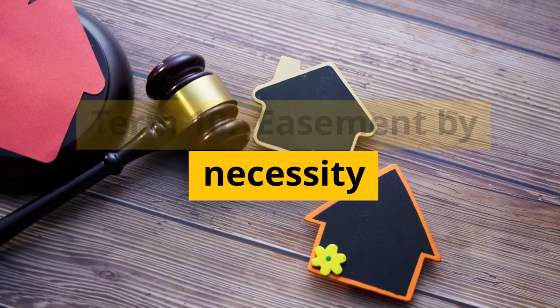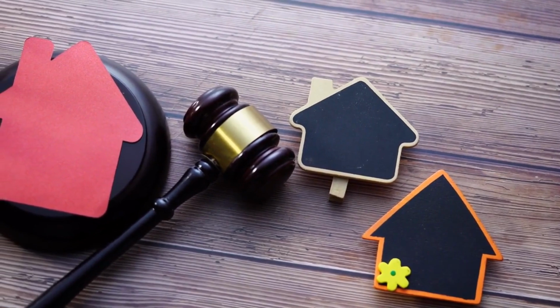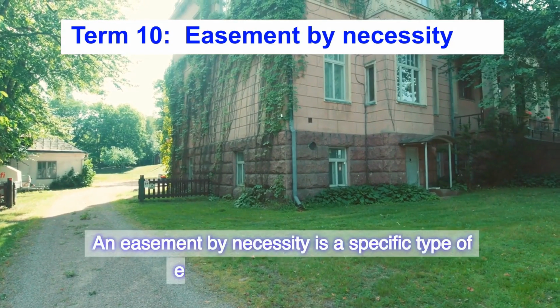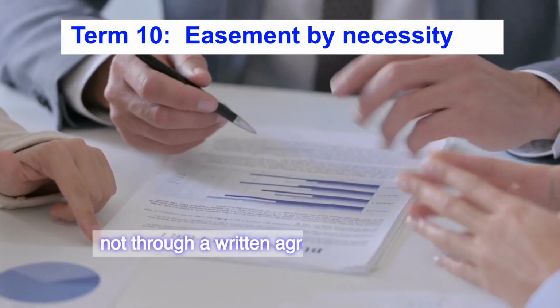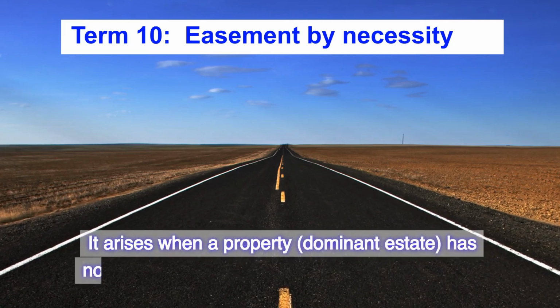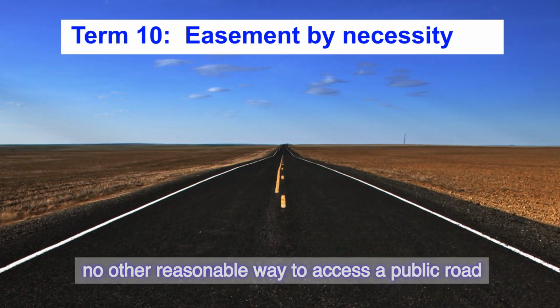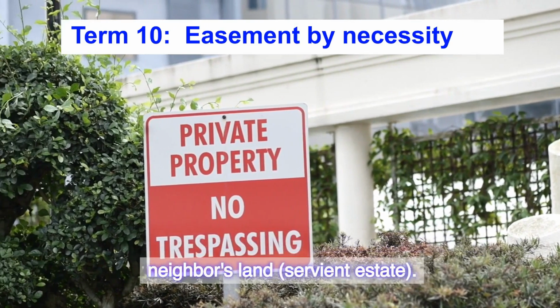Term 10. Easement by necessity. An easement by necessity is a specific type of easement created by law, not through a written agreement or historical use. It arises when a property, dominant estate, has no other reasonable way to access a public road or essential services without crossing a neighbor's land, servient estate.